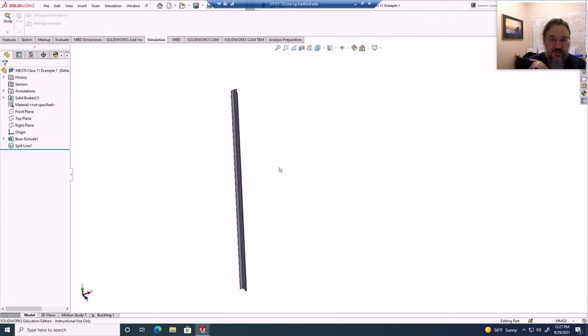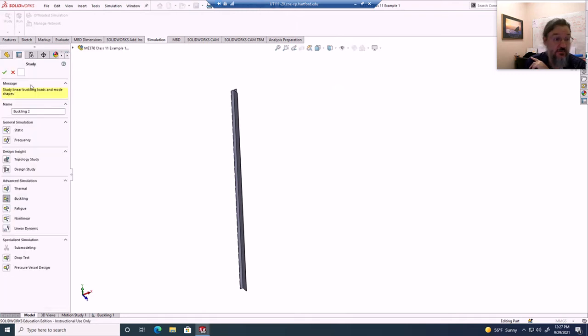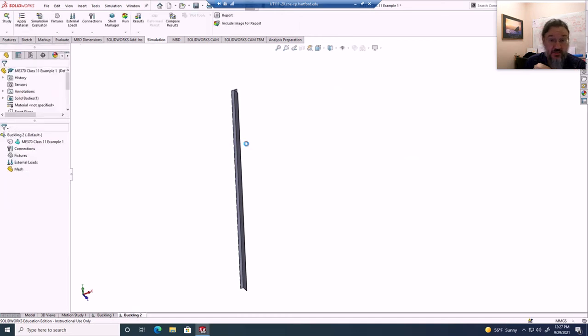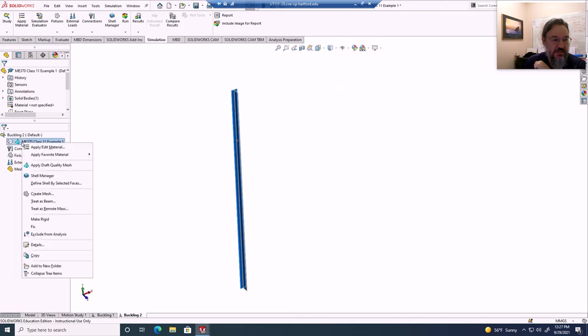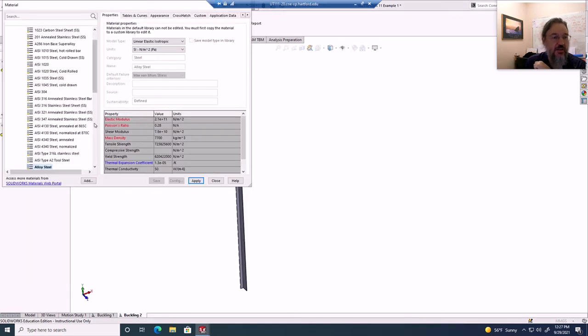Now, I've already done this once, so I know it works, but I'm going to create a new study right here, and this is going to be a buckling study, right? And this is, by the way, linear buckling, so it's not terribly advanced. I'm going to pick a steel here, apply a steel.